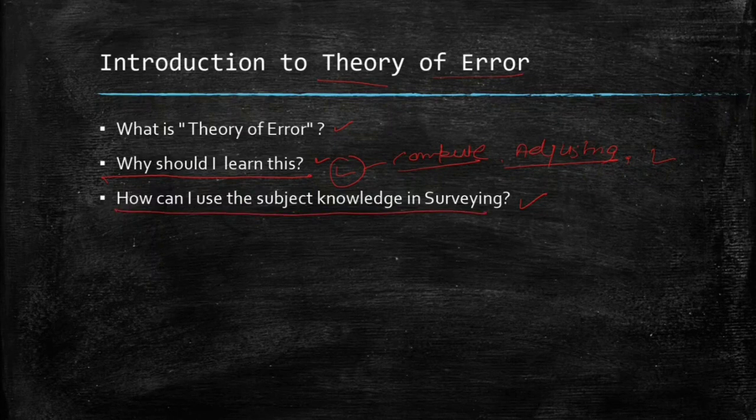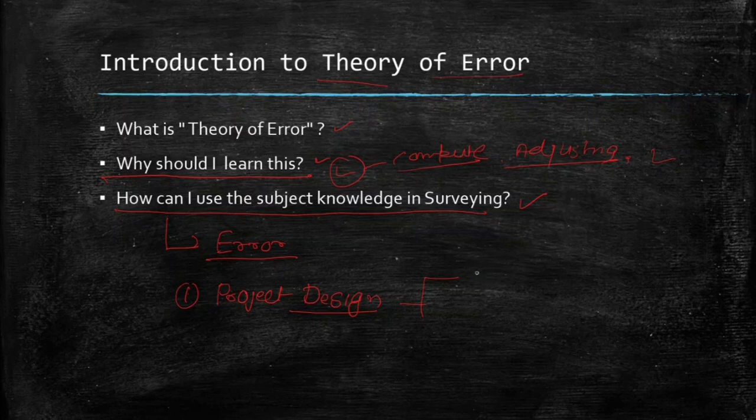How can I use this subject knowledge in surveying? When you have a very good knowledge, or even basic knowledge, about errors, how we see the errors in surveying and how we adjust them, you can apply this knowledge, for example, first in any project design. If you design a project for a survey, there will be a basic question first. Let's say, what would be the final accuracy of your survey work?